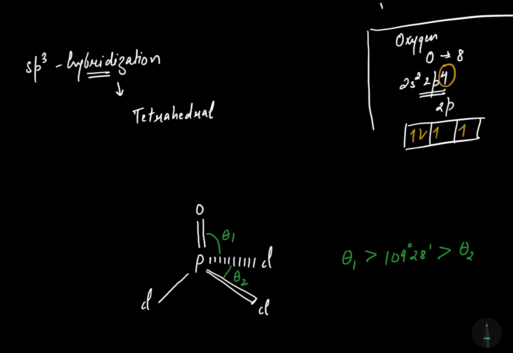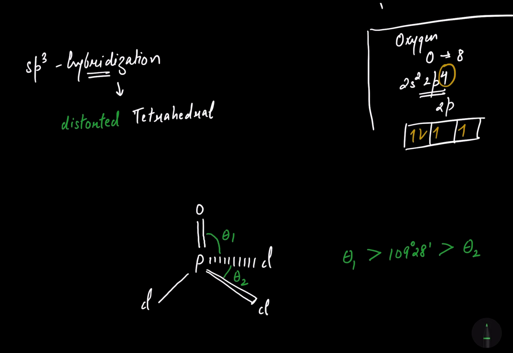I'm repeating it again. What is a normal tetrahedral angle? It's 109 degrees and 28 minutes. Here the value of theta 1 is greater than 109 degrees 28 minutes, and on the other hand the angle theta 2 has a value lesser than 109 degrees 28 minutes. So here the angle is disturbed in the tetrahedral geometry. So we will name this structure distorted tetrahedral. The geometry of POCl3 is distorted tetrahedral.